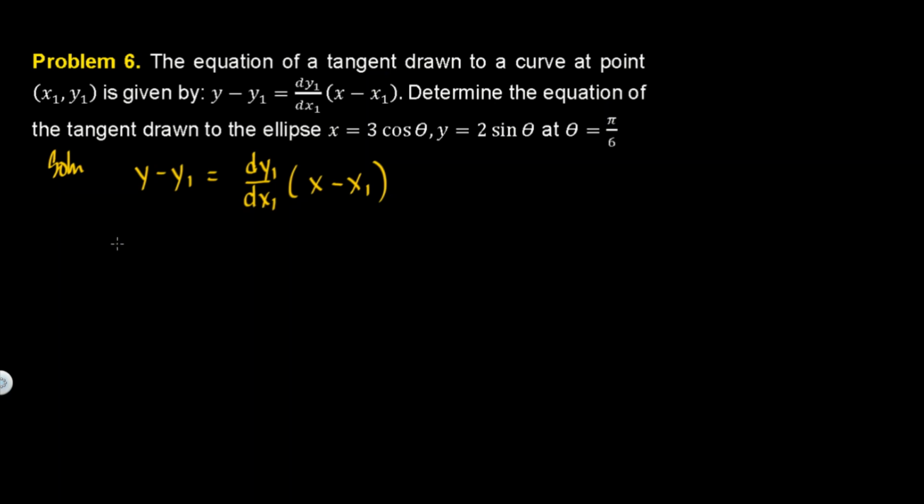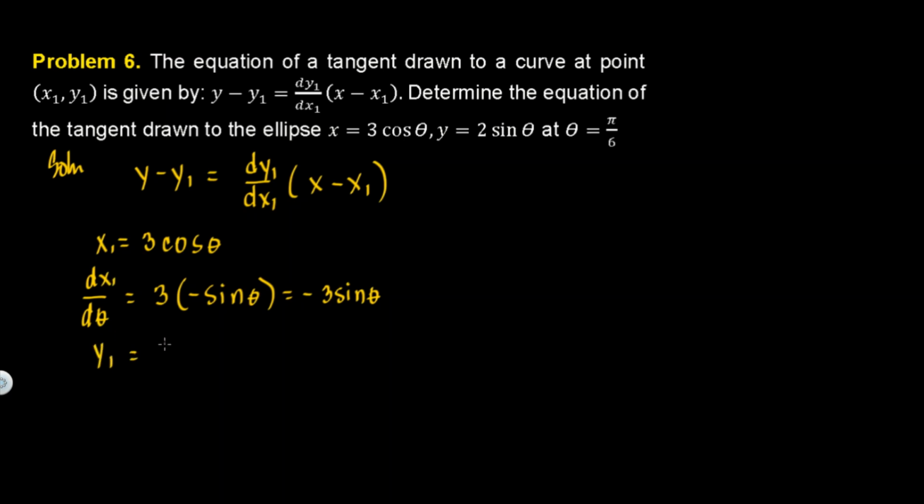Sige. So paano? Ito muna ang x. So x is equal to 3 cosine theta. So dx over d theta is equal to 3 times the derivative of this, which is minus sine theta, or this is minus 3 sine theta. How about, lagyan natin ang sub 1, ano? Sub 1. Next, y sub 1 is equal to 2 sine theta.